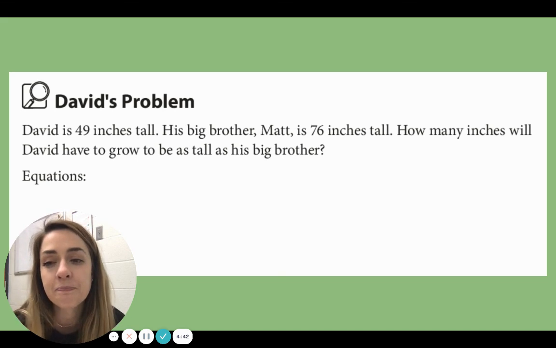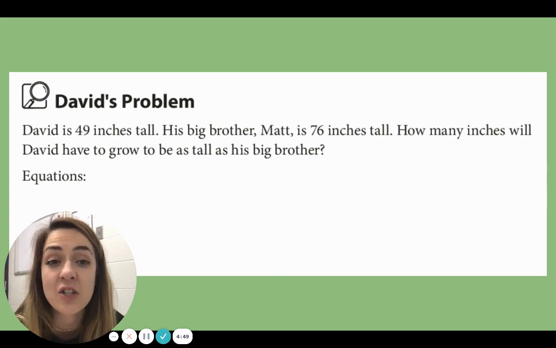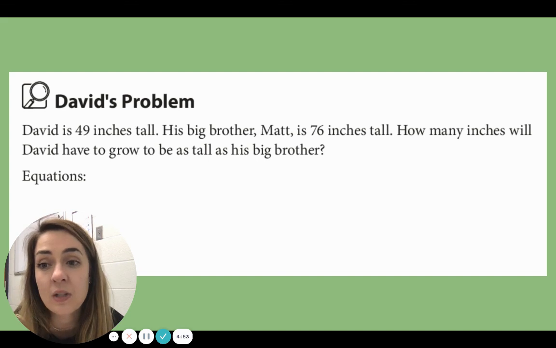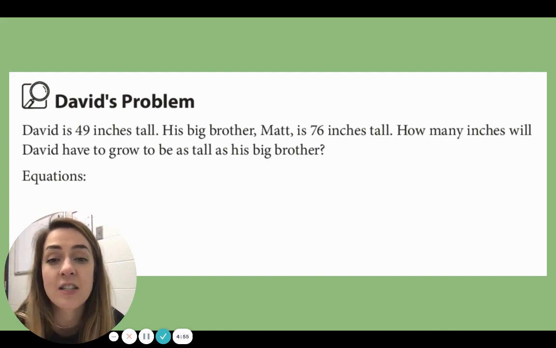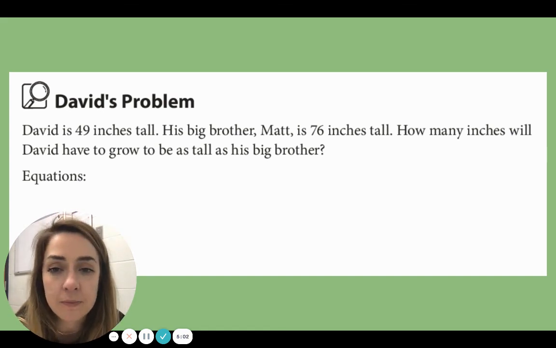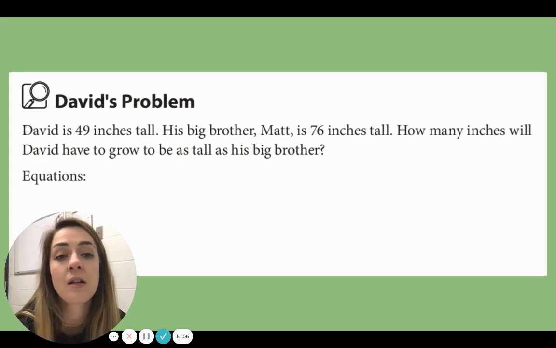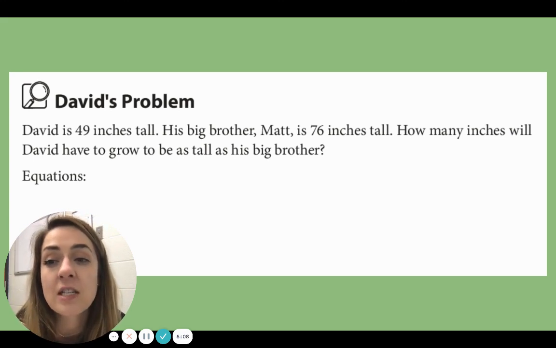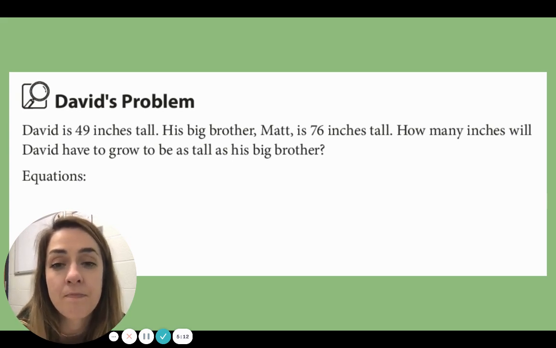So let's see. David is 49 inches tall. His big brother Matt is 76 inches tall. How many more inches will David have to grow to be as tall as his brother? David is 49 inches tall. His big brother Matt is 76 inches tall. How many more inches will David have to grow to be as tall as his big brother?